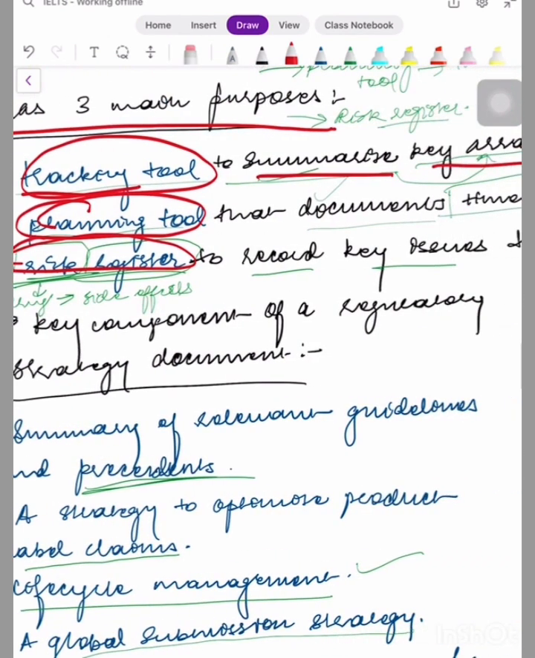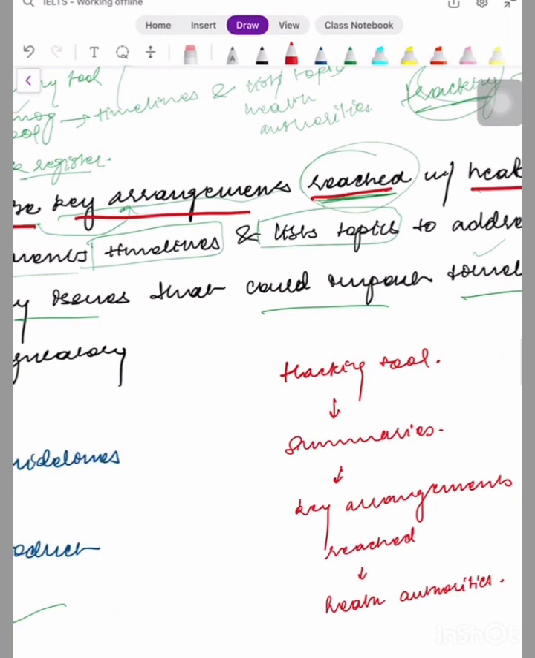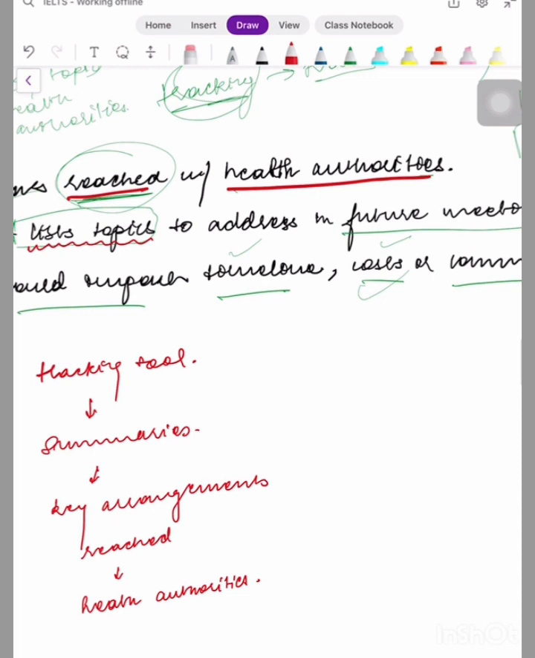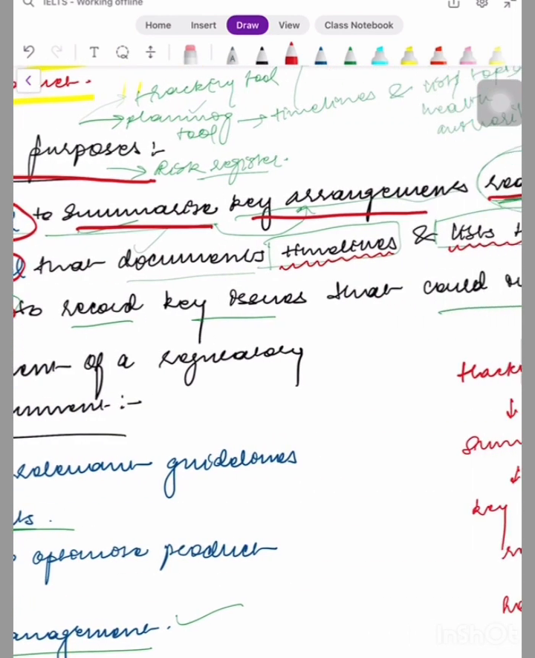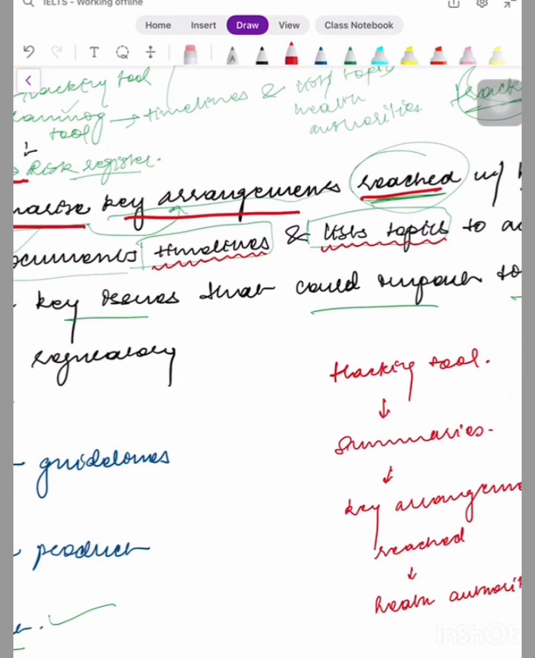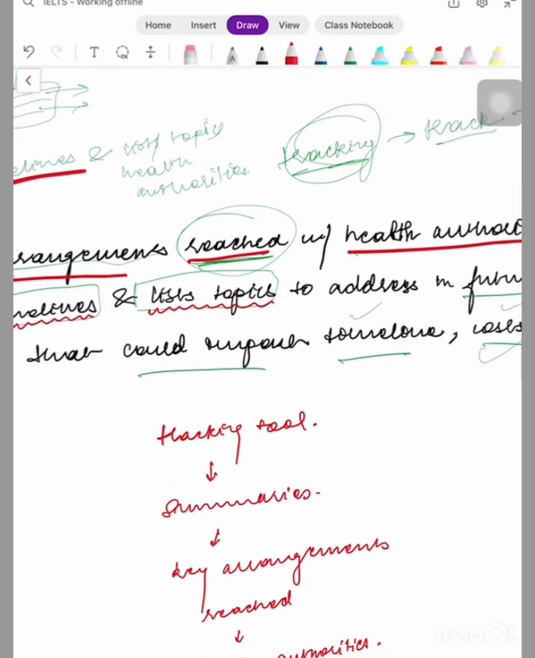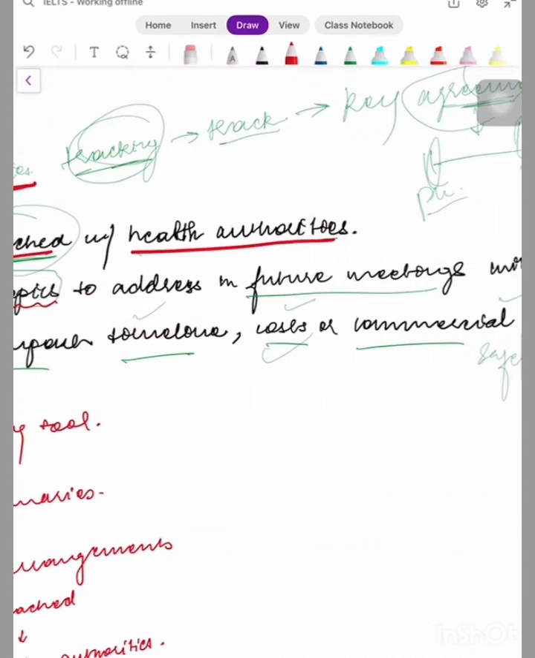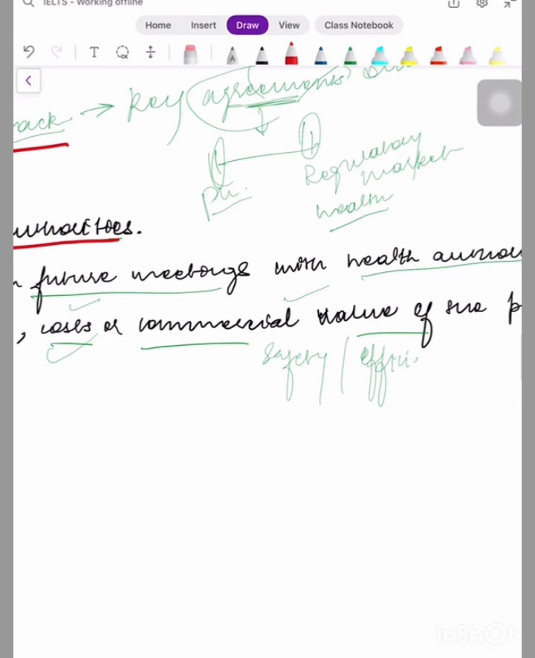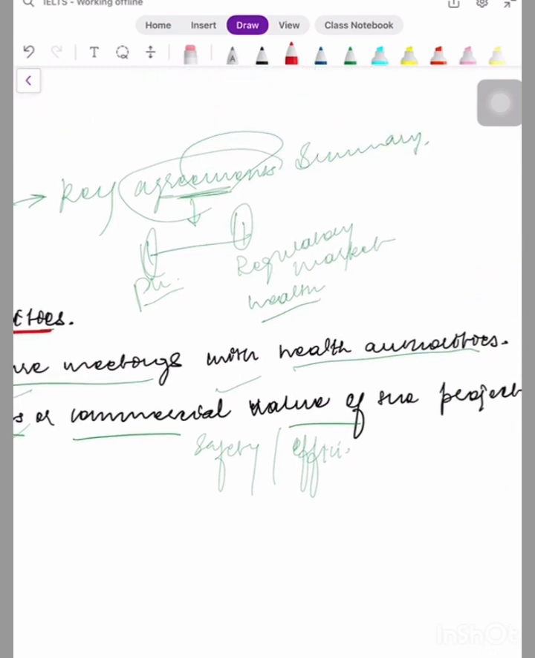Simple as that. A planning tool that documents timelines and lists topics to address in future meetings with the health authorities. So it will talk about what it is. Also a planning tool which basically documents timelines and lists topics to address with the health authorities, and this is known as the planning tool. The tracking tool tracks the key arrangements, and it is the summary form of it with the regulatory market.